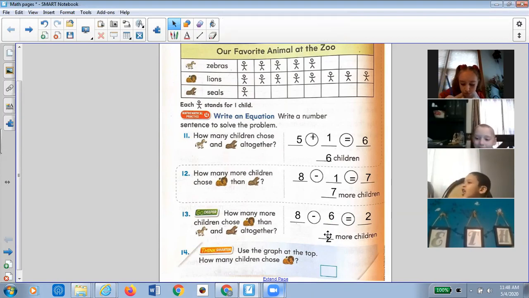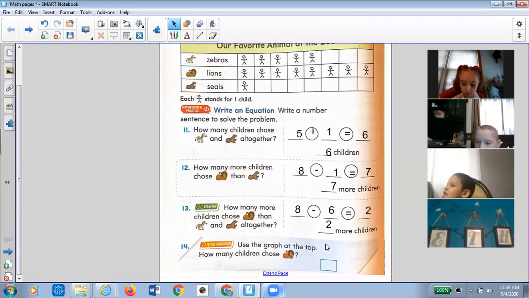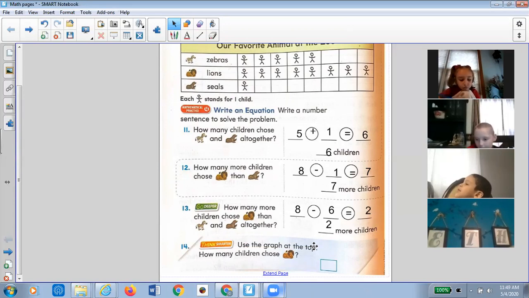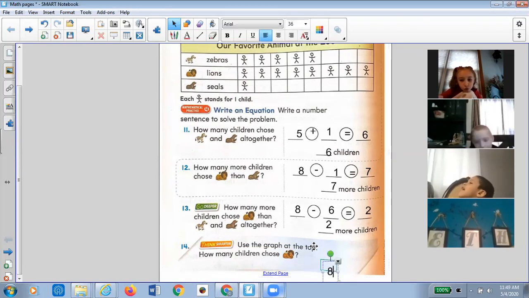What does the bottom one say? It says, use the graph at the top. How many children chose lions? We all know that. How many children chose lions? If you pay attention and you do it a little faster, you get it.